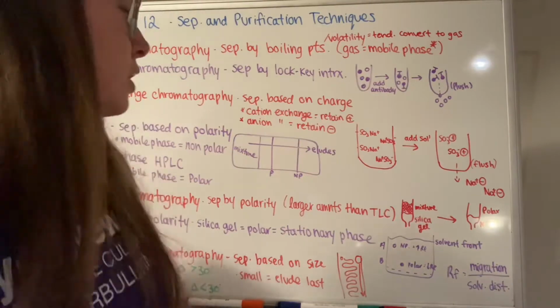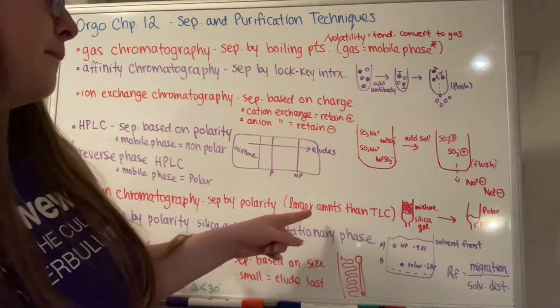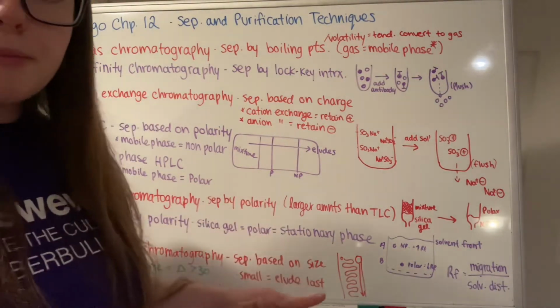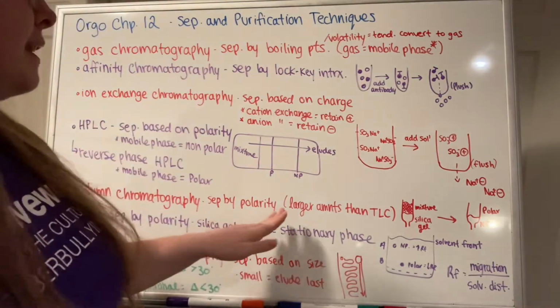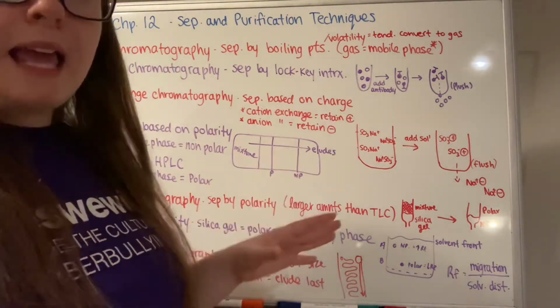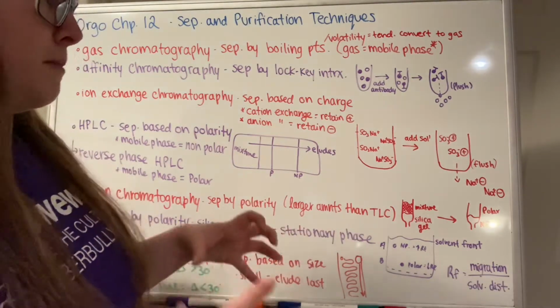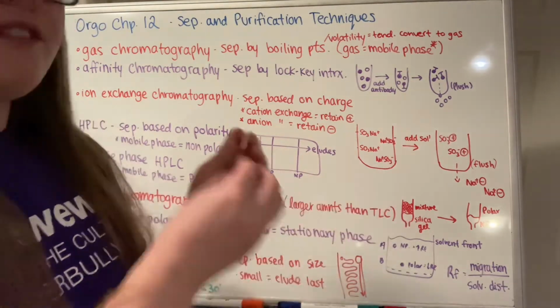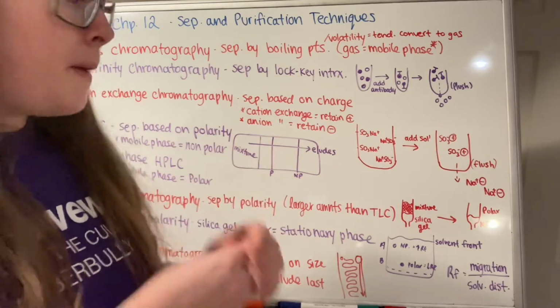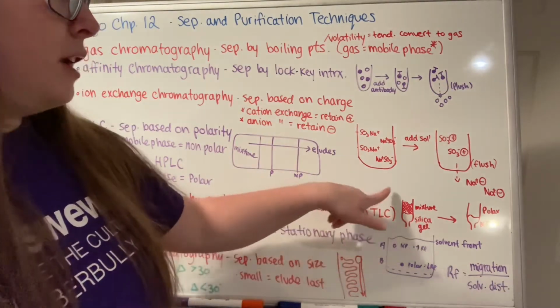So here we have the next couple, also separating by polarity, but column chromatography is able to do so with much larger amounts. So this is good for large amounts. You have your silica gel, which is polar, in your column, and then you add your mixture.